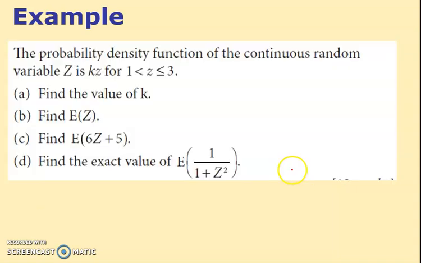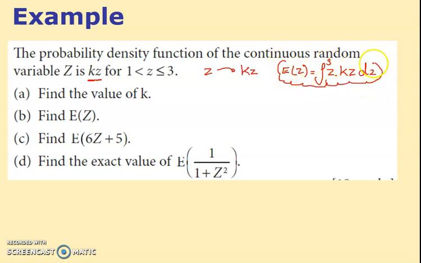And all the time, I suppose, we're thinking to ourselves, what would I do to get E(X), or in this case it says Z. The probability density function of the continuous random variable Z is kz. So we're saying for the Z, our formula is kz. And so again, think to yourself, if I want to find E(Z), I've got to do the integral of z times kz dz. It's between 1 and 3.